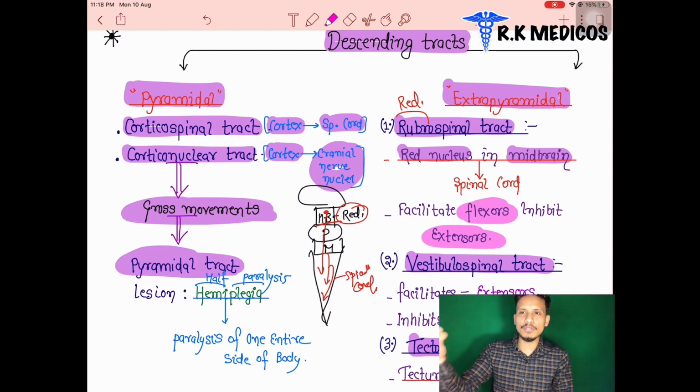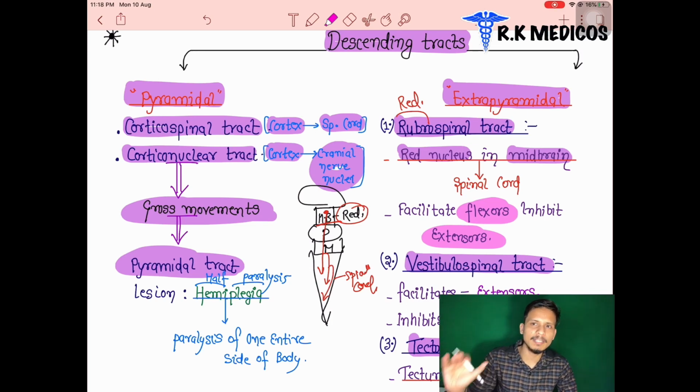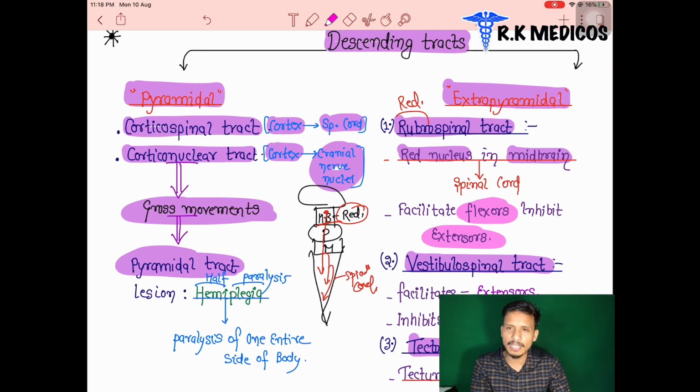If the muscles are going into the flexed position, it is promoting it. It means it is inhibiting the extensor muscles of our hand or the upper limb or the lower limb, different regions. So now you tell me, they are facilitating what? The flexor muscles, but the extensor muscles are going to be inhibited in this. This tract is controlling the flexor and extensor activity.